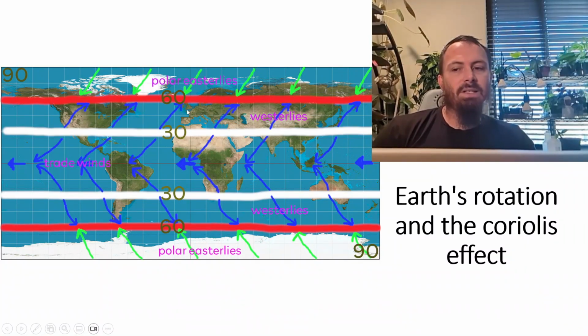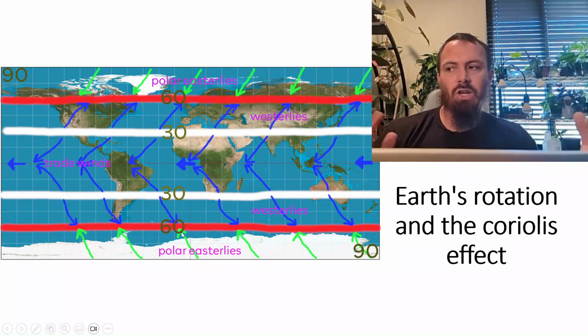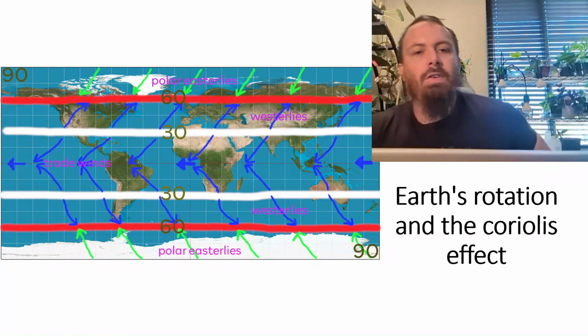From 30 to 60, you have winds that are moving from the west to the east. We call these the westerlies. Same thing down here from 30 to 60. And then you have the easterlies that move from the 60 degrees to the 90 degrees. So these ones are moving from the east to the west. So you can see how the global patterns of wind are starting to be shaped by these simple physical factors.